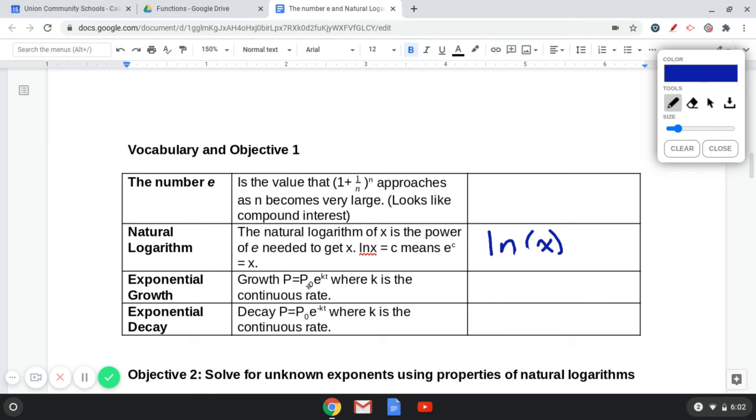And exponential growth is p equals p sub 0, the initial value, times e to the kt, where k is the continuous rate. And then exponential decay has a negative k here. So this is a positive k value, and this is a negative rate value, negative k. Remember, exponential growth will look like this. Exponential decay looks like that.